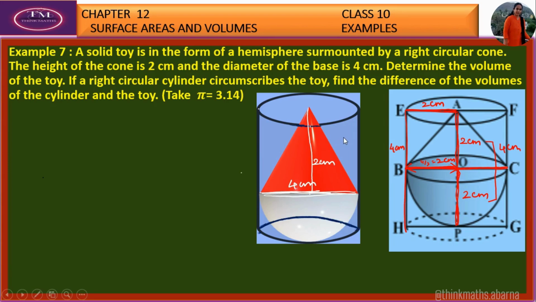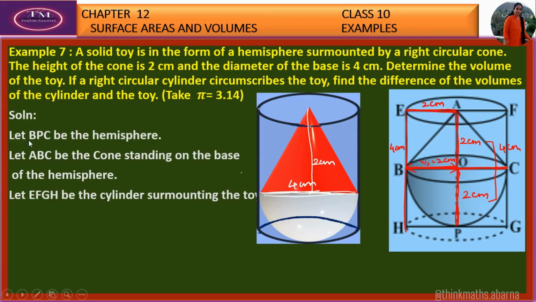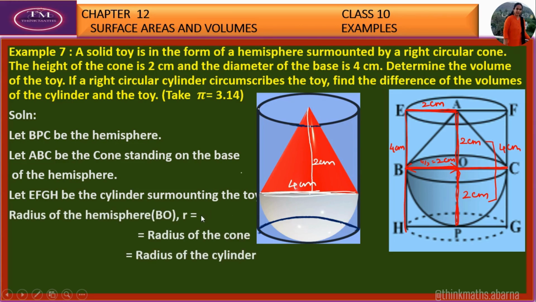Okay, children. What are we taking? BPC as the hemisphere, and ABC is the cone standing on the base, and EFGH is the cylinder surmounting the toy. So what did we find? The radius of the hemisphere, the radius of the cone, and the radius of the cylinder are all the same, 2 centimeter. So let us write that data: r is equal to 2 centimeter for the hemisphere, cone, as well as the cylinder.